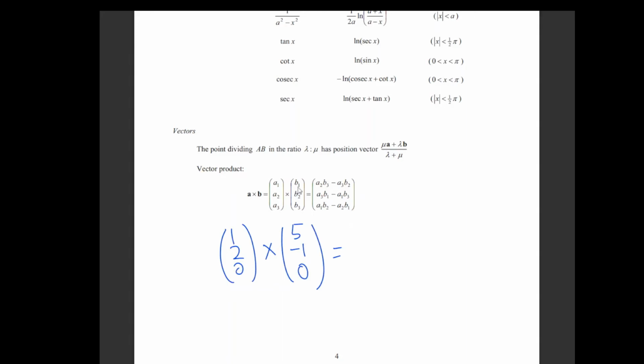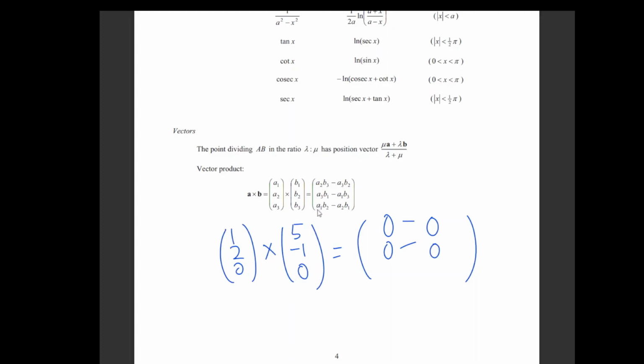And to find the vector product, we will first take A2, which is this, times B3, minus A3 times B2. So let's do it together. A2 times B3, so 2 times 0 gives 0, minus A3 times B2, which is 0 times minus 1, which also gives 0. Moving on, we have A3 times B1 minus A1 times B3. So A3 times B1, so 0 times 5 is 0, minus A1 times B3, so 1 times 0 is also 0.